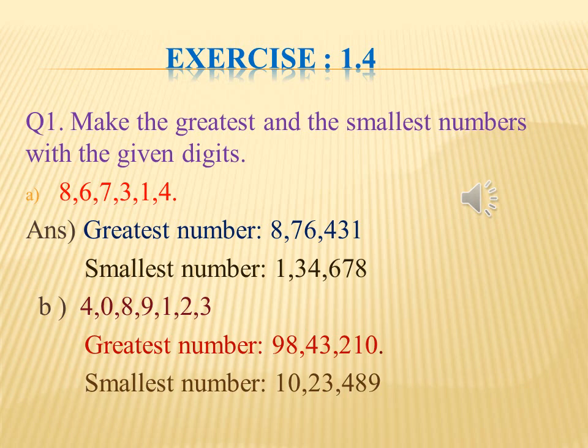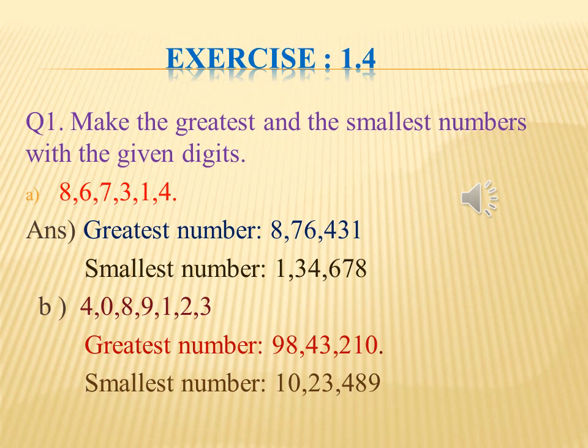Now let us see how to write the smallest number. We all know that to write the smallest number, we need to arrange the digits in ascending order. Ascending means from smallest to biggest. So the smallest number among the given digits is 1. A little bigger after 1 is 3. A little bigger is 4. Then 6. Then comes 7. Then 8. Separating the numbers using commas, we'll read the number as 1,34,678. Hope you all understood this bit.